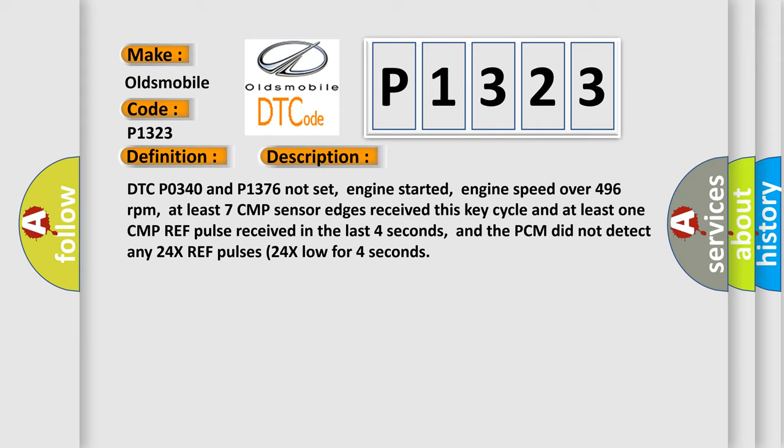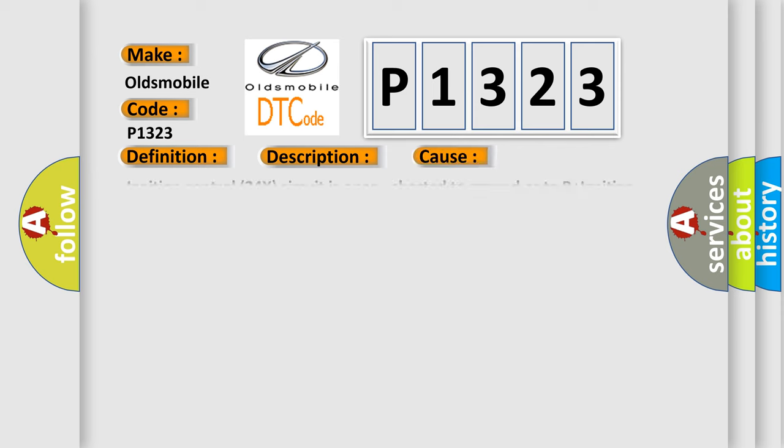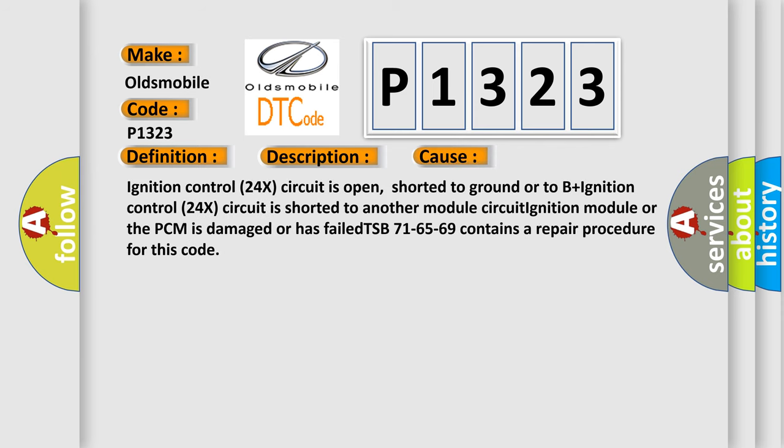This diagnostic error occurs most often in these cases. Ignition control 24X circuit is open, shorted to ground or to B plus. Ignition control 24X circuit is shorted to another module circuit. Ignition module or the PCM is damaged or has failed. TSB 716569 contains a repair procedure for this code.